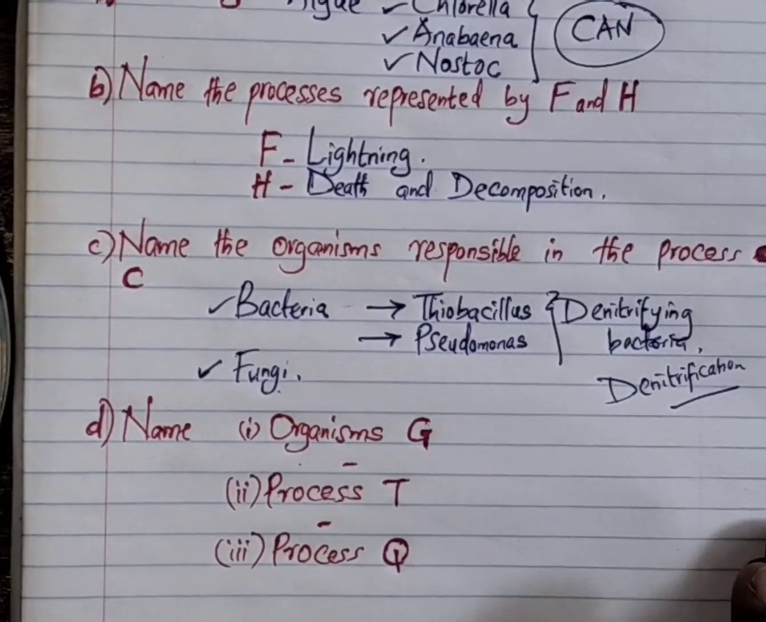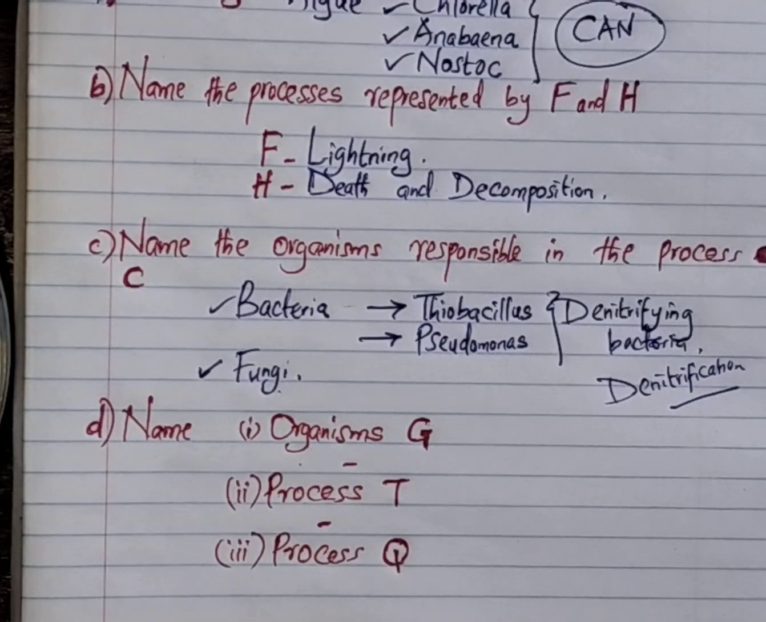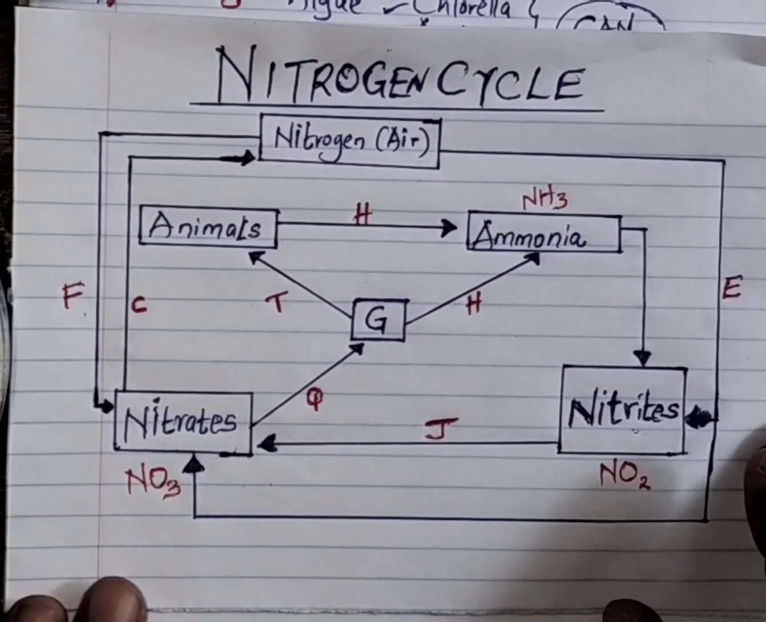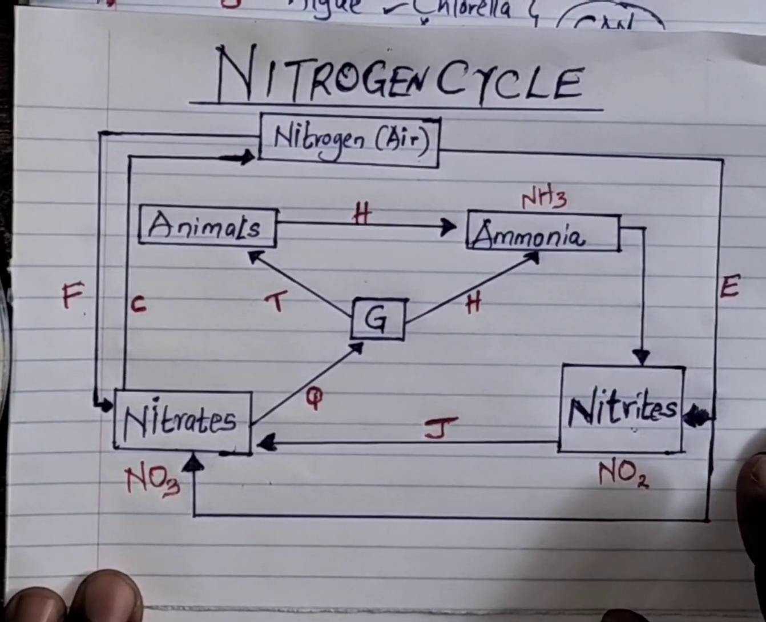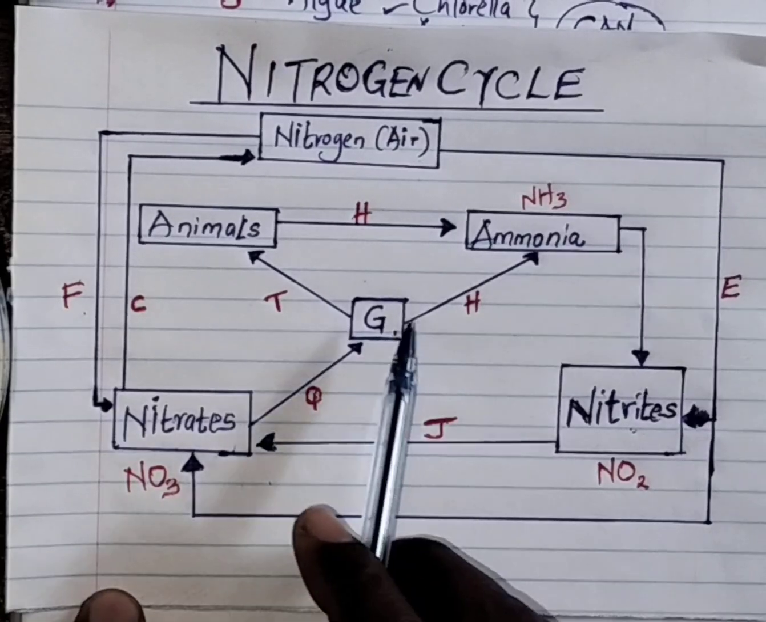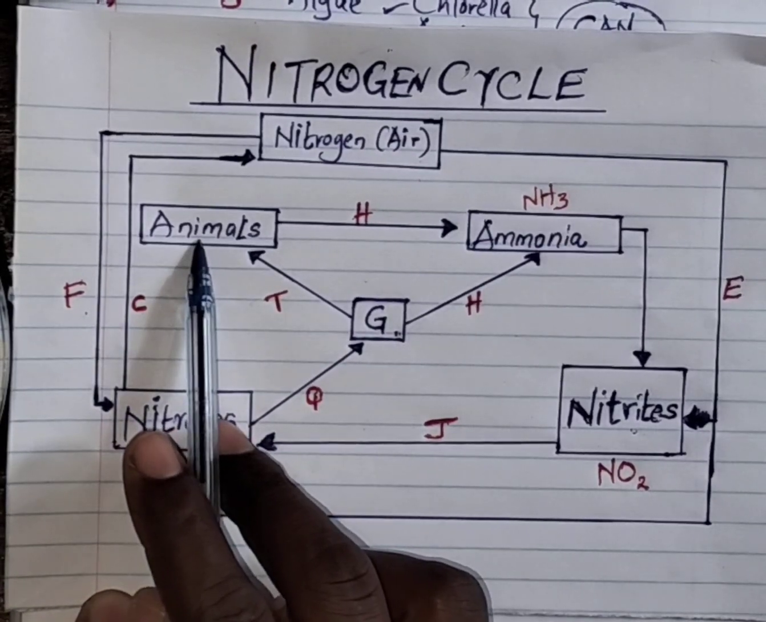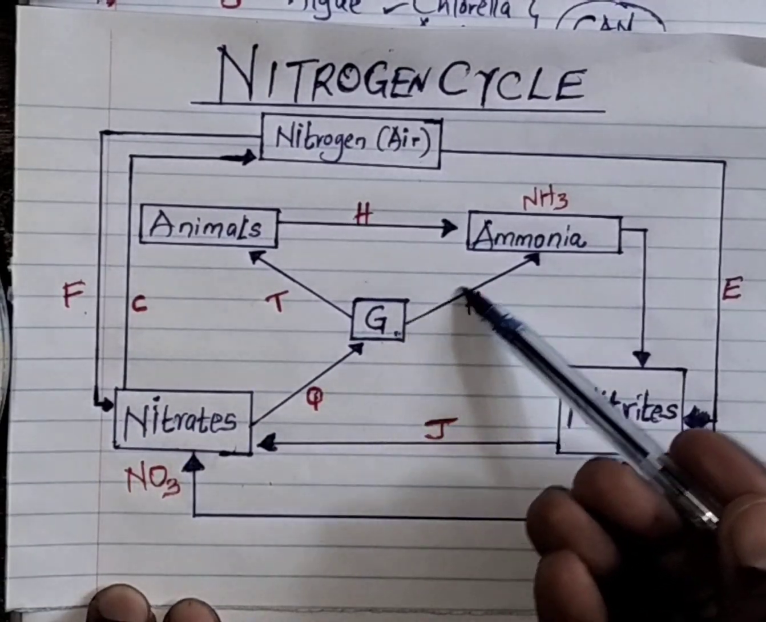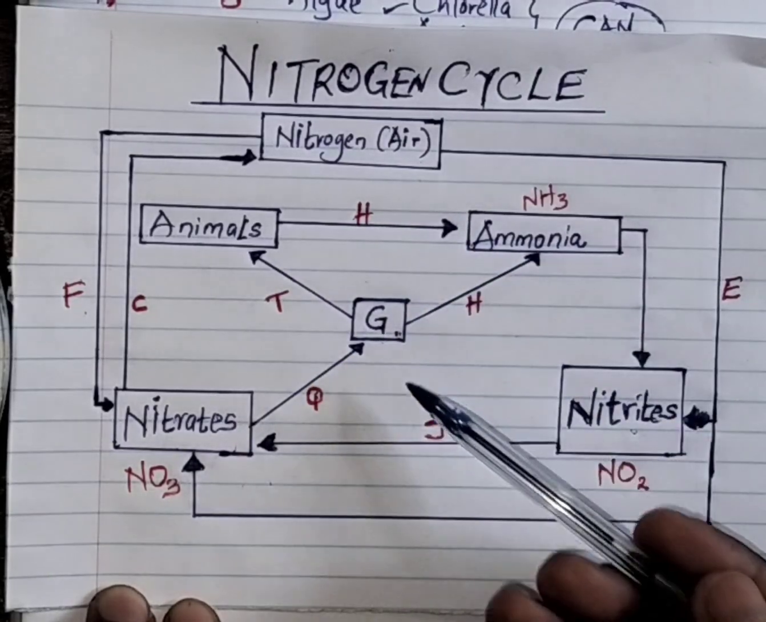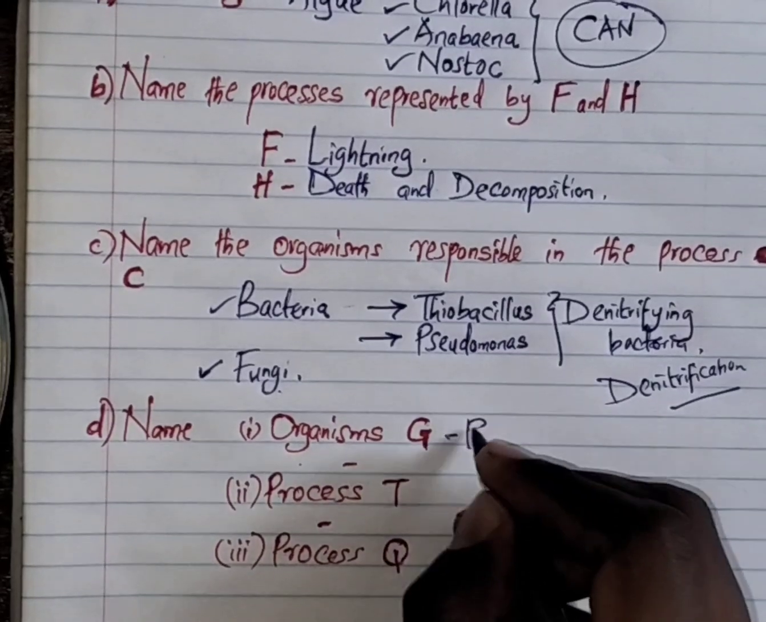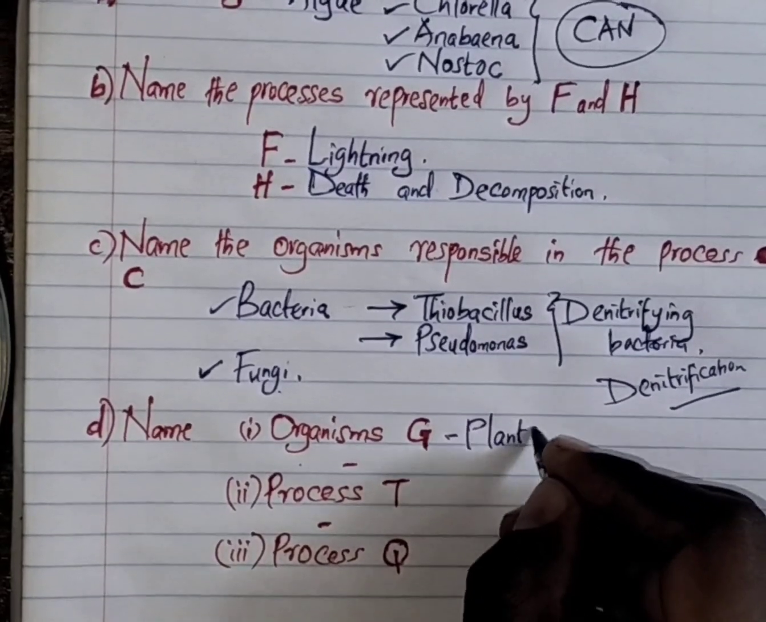Name organism G, process T, and process Q. Back to the chart again. Organism G. These are definitely plants. Reasons? Plants are eaten by animals, and then plants, just like animals, will decompose after death to produce ammonia in the process we call H. So this G is plants.